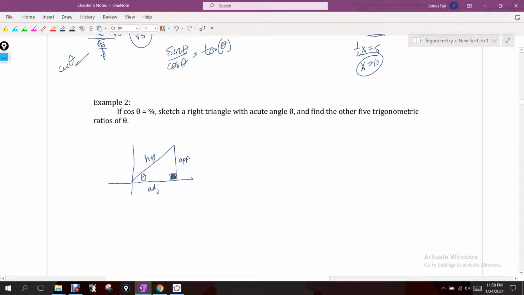So when it says the cosine, which is, remember, adjacent over hypotenuse, we're looking at this being 3 and this being 4. And if they want us to figure out what the other 5 trigonometric ratios are, we need to figure out what this opposite side is. Okay?